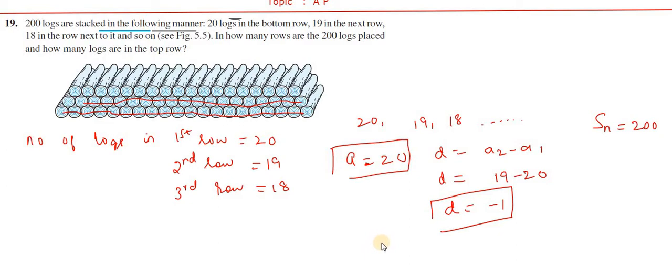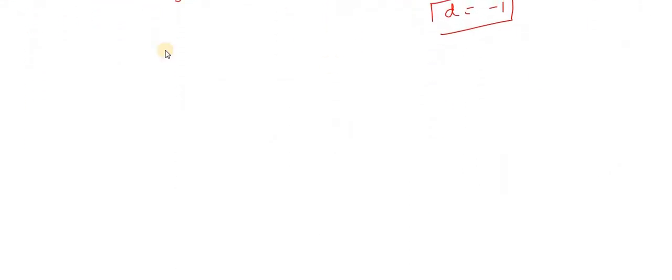Now what we need to find is the value of n. We also need to find how many logs are there in the top row, in the sense that we don't know how many rows there were. So first we need to find n, and after that find how many logs are there in the top row. Is it clear? We know the formula for Sn.